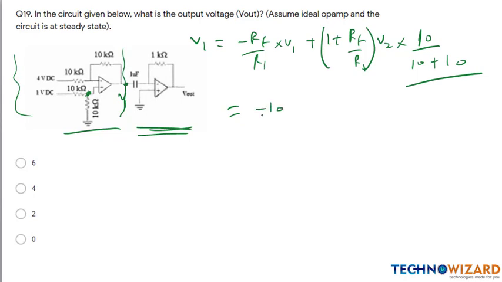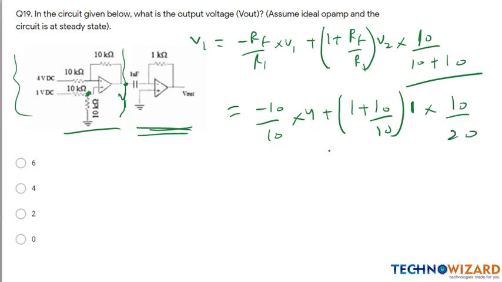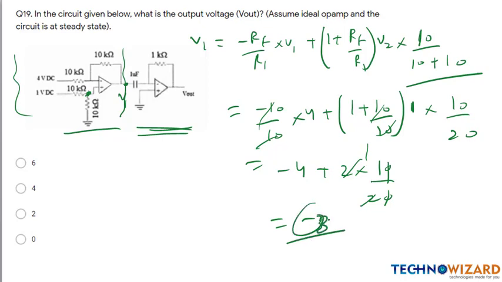Substituting the values, minus 10 upon 10 into V1 is 4, plus 1 plus 10 upon 10, V2 is 1, into 10 upon 10 is 10 upon 20. On solving this, the zeros cancel: minus 4 plus 2 into 10 upon 20, that is 2 into 1, which will be equal to minus 3. Minus 3 volt, V1 is equal to minus 3 volt.